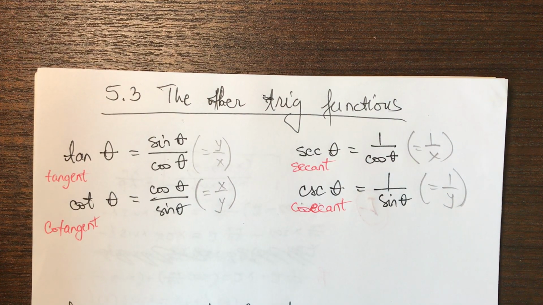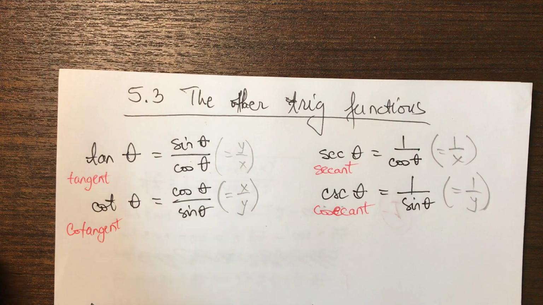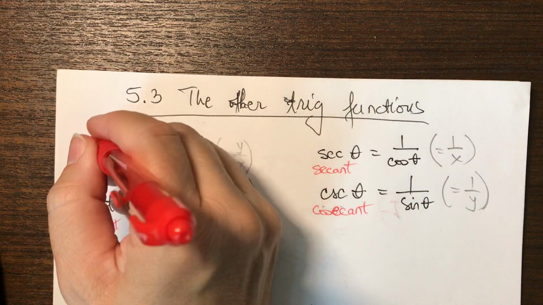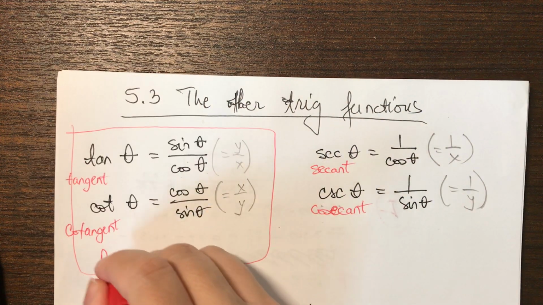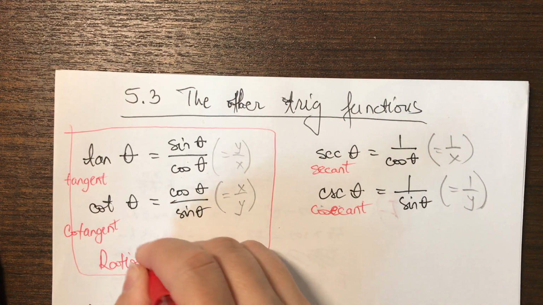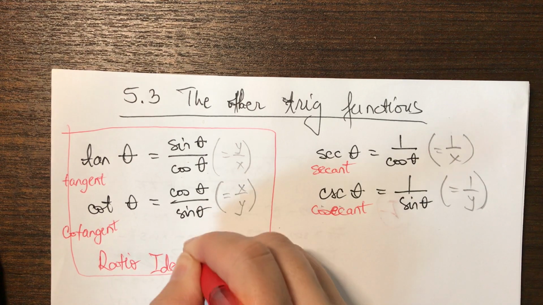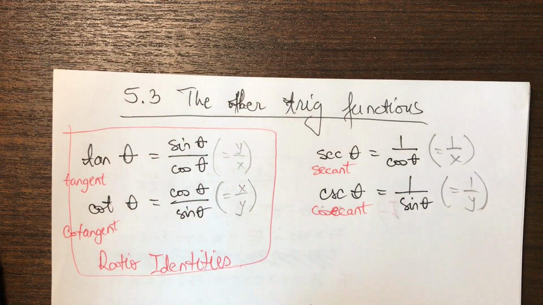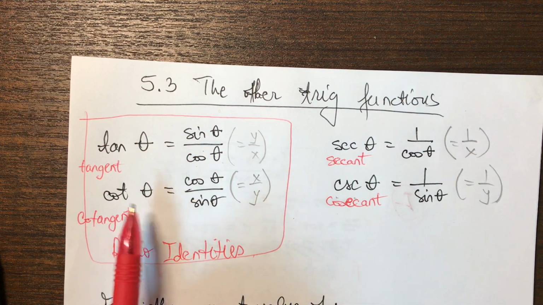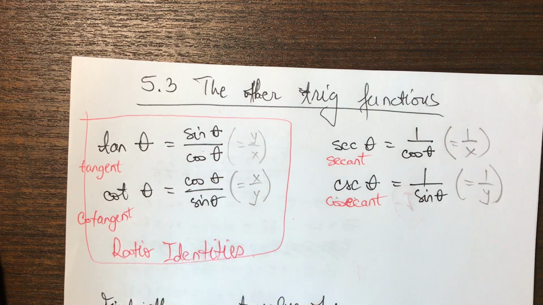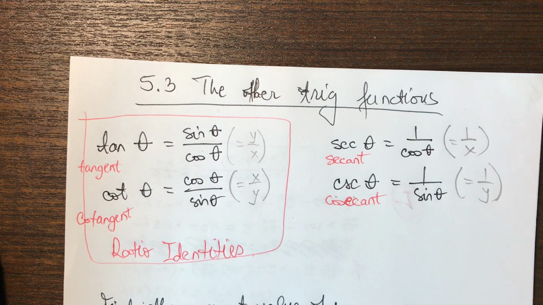Or if you have the sine value and cosine value, you can just take the ratios of those, exactly as I said. In fact, we have names for these. These we call the ratio identities. So in other words, the fact that tangent's the ratio between sine and cosine, and cotangent's the ratio between cosine and sine. So these formulas are also called the ratio identities.